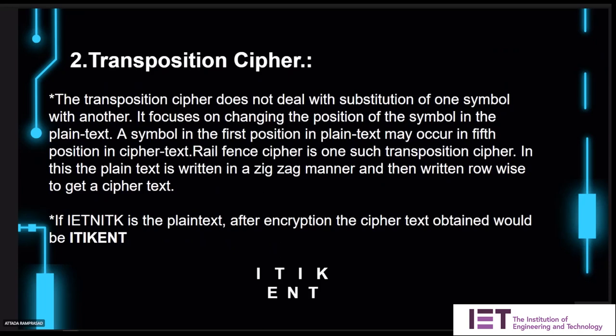In this rail fence, the plain text is written in a zigzag manner and then read row-wise to get the required cipher text. Let us now try to understand it with the following example. If I consider IET and NITK to be the plain text, after encryption, the ciphertext I will obtain will be ITIKENT.